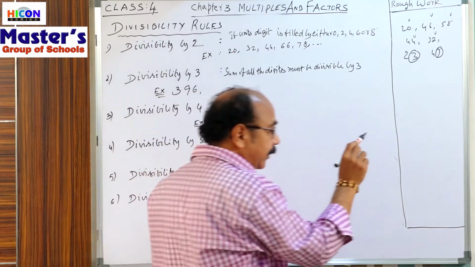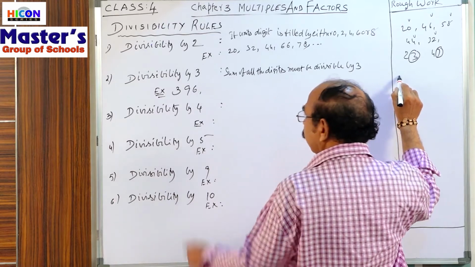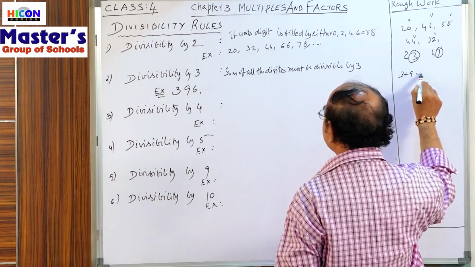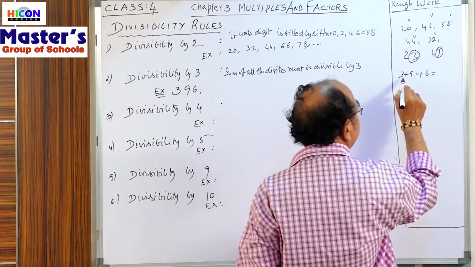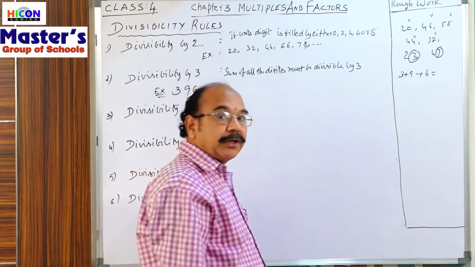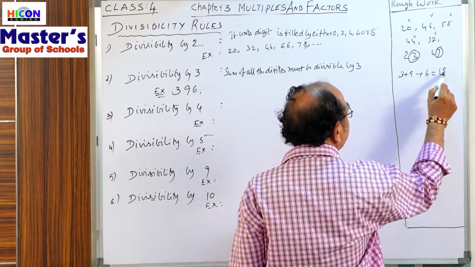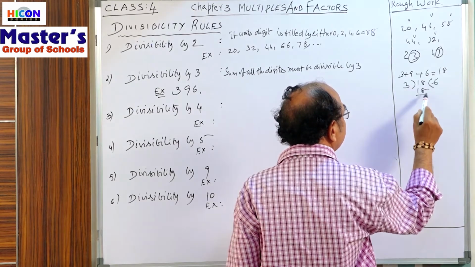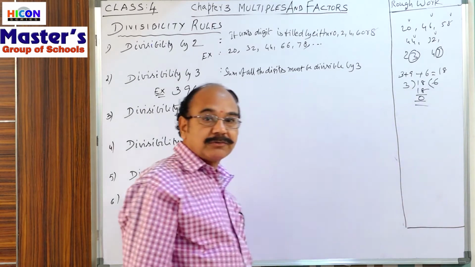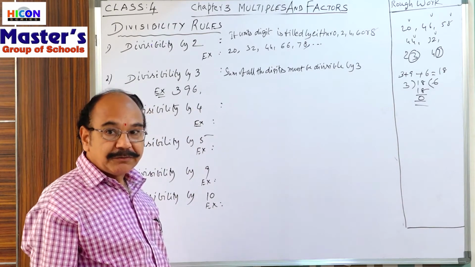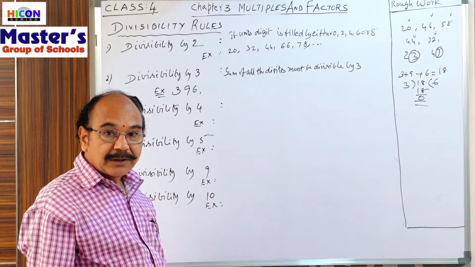Okay, children. Add all the digits. That means 3 plus 9 plus 3 plus 9, 24. 24 plus 6 is 30. 30 is divisible by 3. Because we are getting 0 remainder, that's why we say that it is divisible by 3.